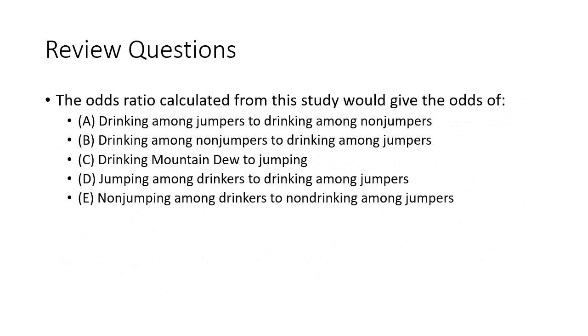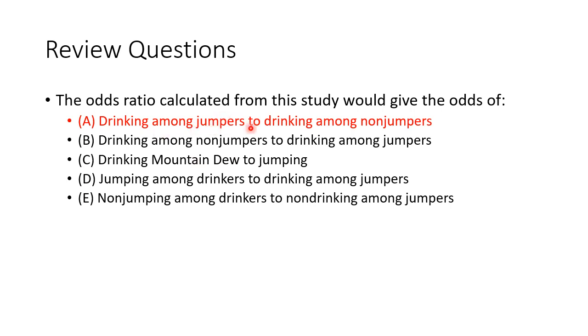All right, so the odds ratio calculated from this study would give the odds of drinking among jumpers to drinking among non-jumpers, or drinking among non-jumpers to drinking among jumpers. It's a little bit confusing, but what's the actual comparison we're looking at, right? And so we kind of already said it, right? We're looking at the people who are jumpers versus non-jumpers, and what was the risk of them being Mountain Dew drinkers? So in this case, it is drinking among the jumpers versus drinking among the non-jumpers.